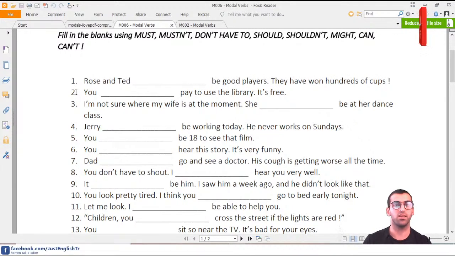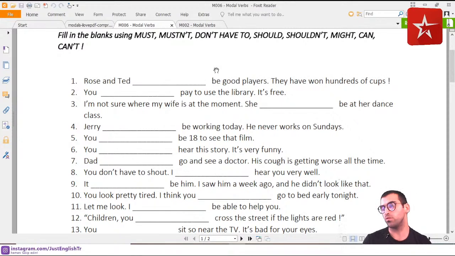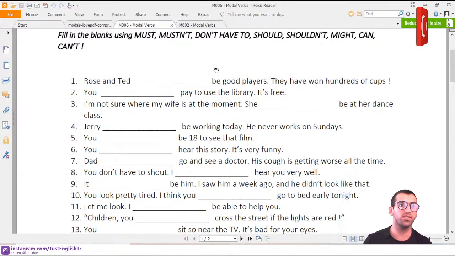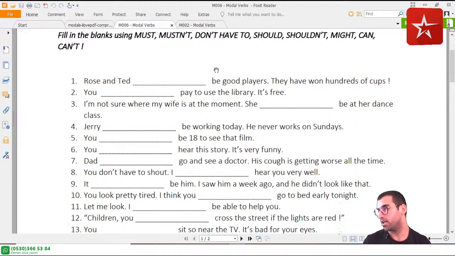So let's do the first one. Rose and Ted, blah blah blah, be good players. They have 100 cups. From this sentence you can understand the meaning and which modal verb we should use here: must, mustn't, don't have to, should, shouldn't, might, can, and can't. If you don't understand this sentence, I can explain and tell you the correct answer if you have any problem.